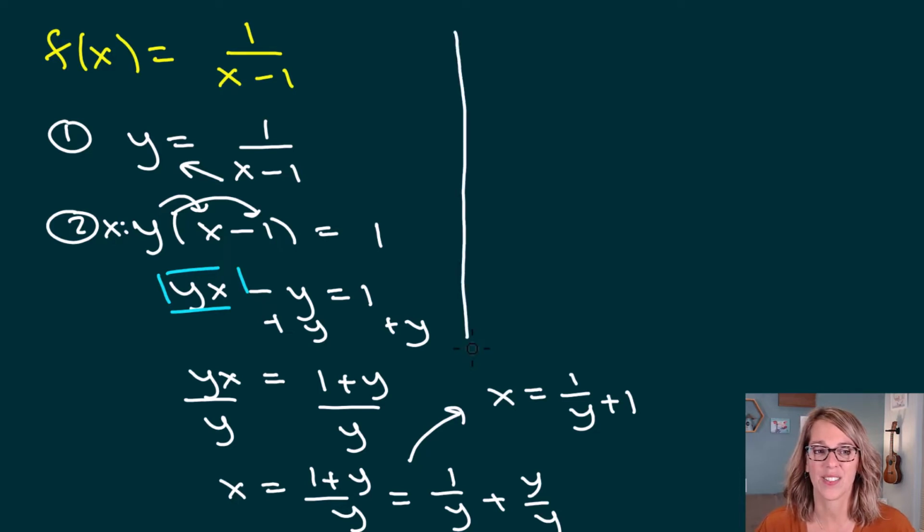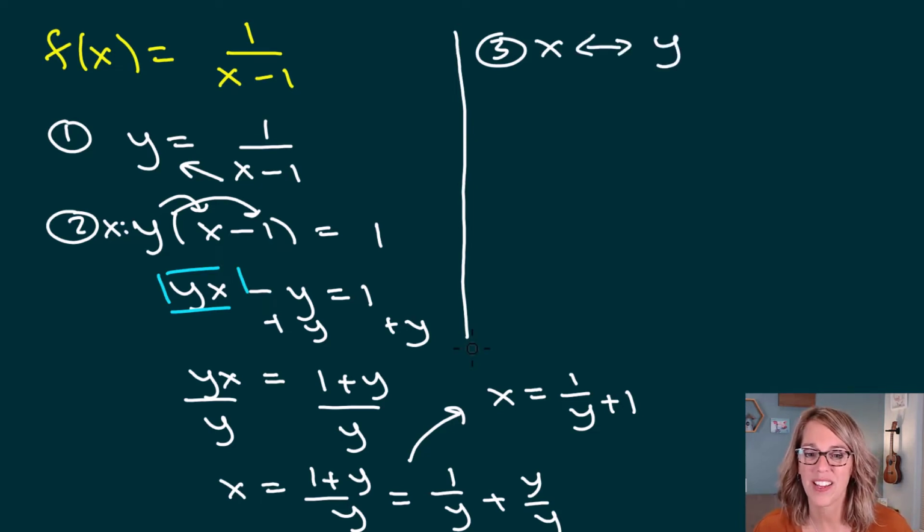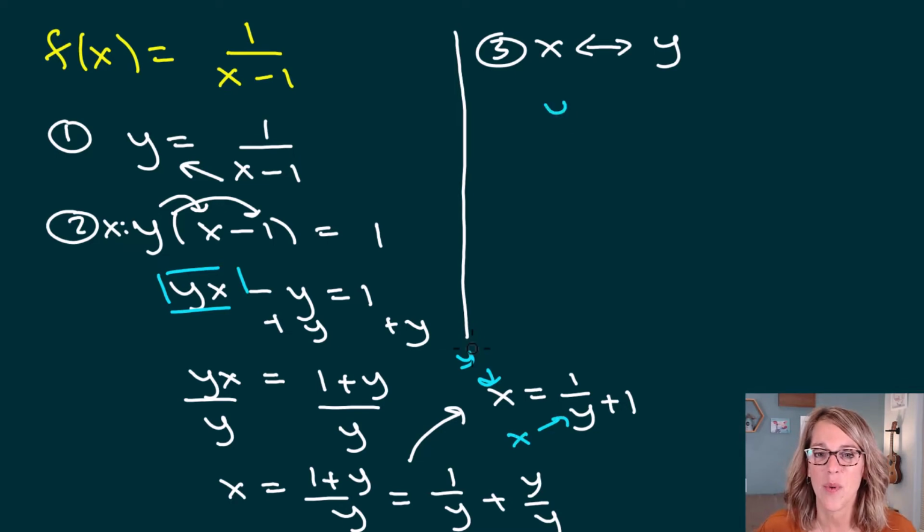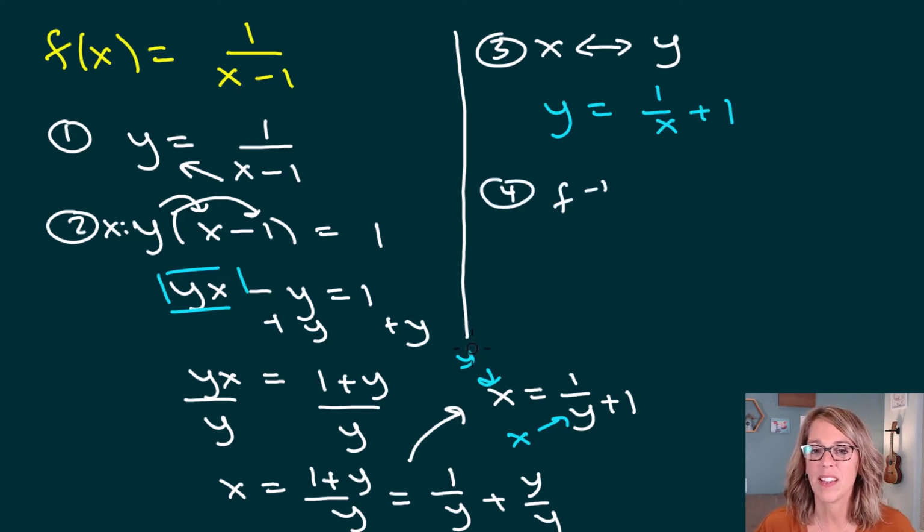Okay, we need our xy swap. So step number 3, xy swap. So for my xy swap, we end up with, instead of x, I want a y here and I want an x here. So we get y is equal to 1 over x plus 1. And then finally, step number 4, I'm going to call that my inverse function. F inverse of x is equal to 1 over x plus 1.